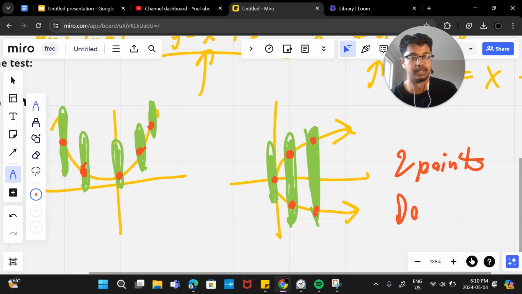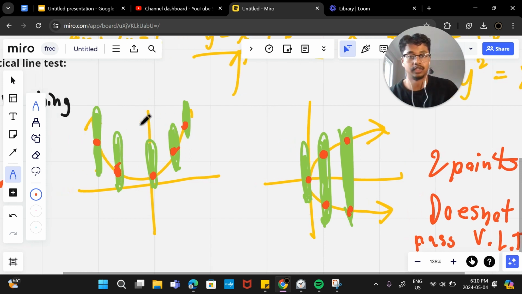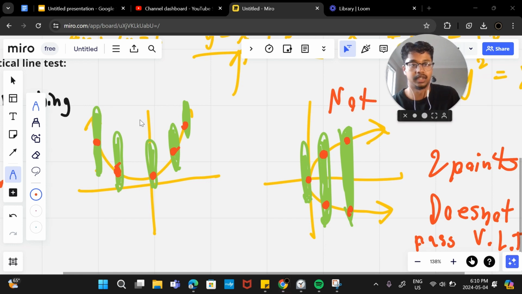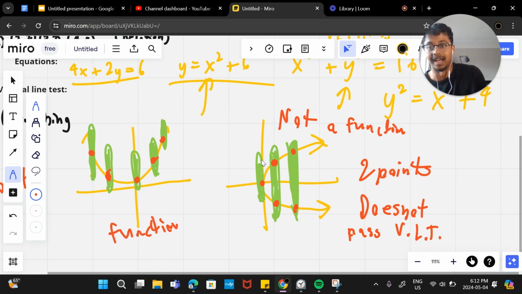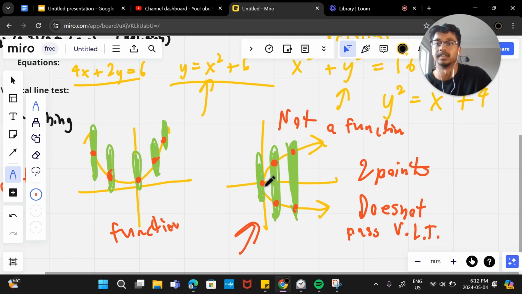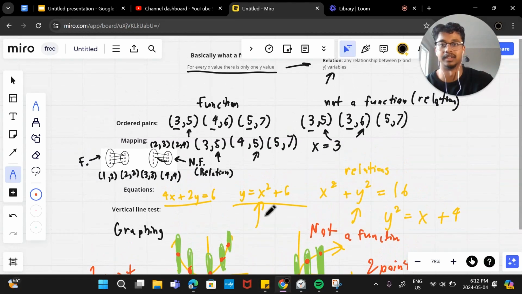So I'll write it out. Does not pass vertical line test, right? Okay. So this would be classified as not a function, but this one would be classified as a function. This one on the left passes the vertical line test, and this one does not pass the vertical line test. So that's the basics of functions and how to identify them.